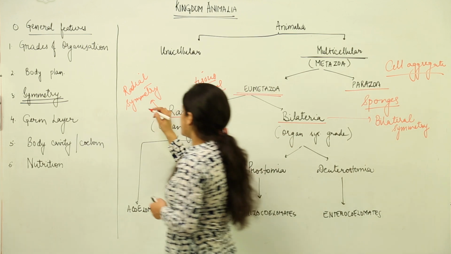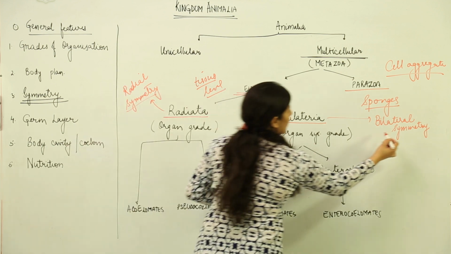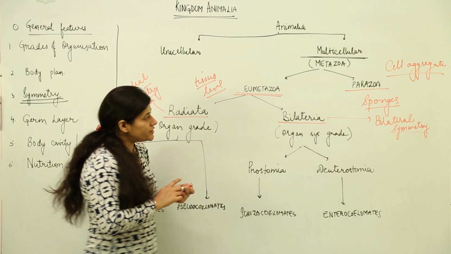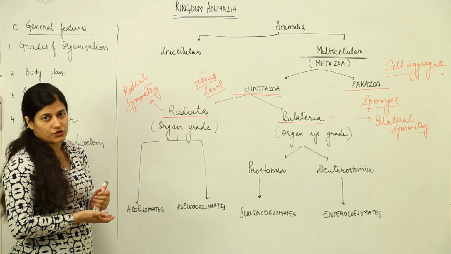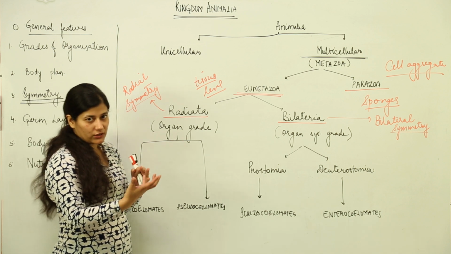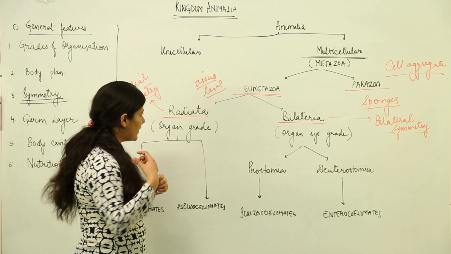Now, over here we are introduced to the term symmetry. That is why I told you that we are referring to this general feature as well. Now, what is radial symmetry? What is bilateral symmetry? On the basis of symmetry also we are able to classify the organisms into different phyla.